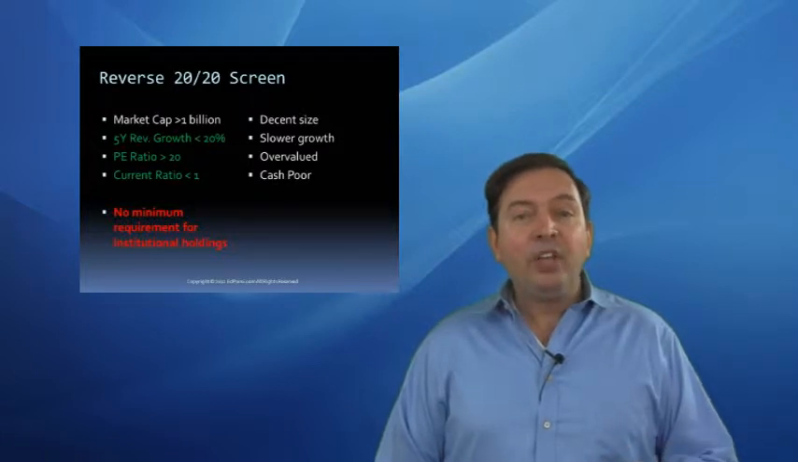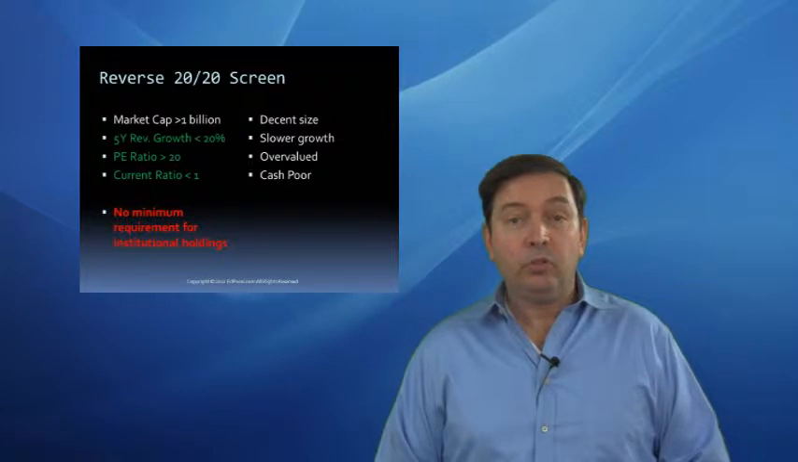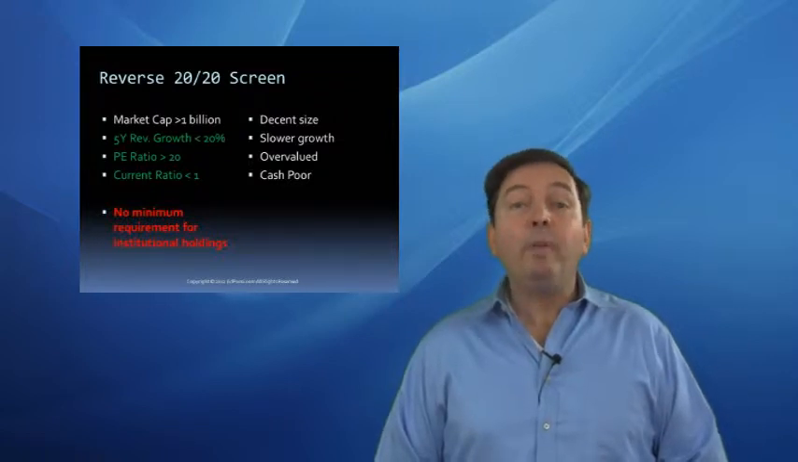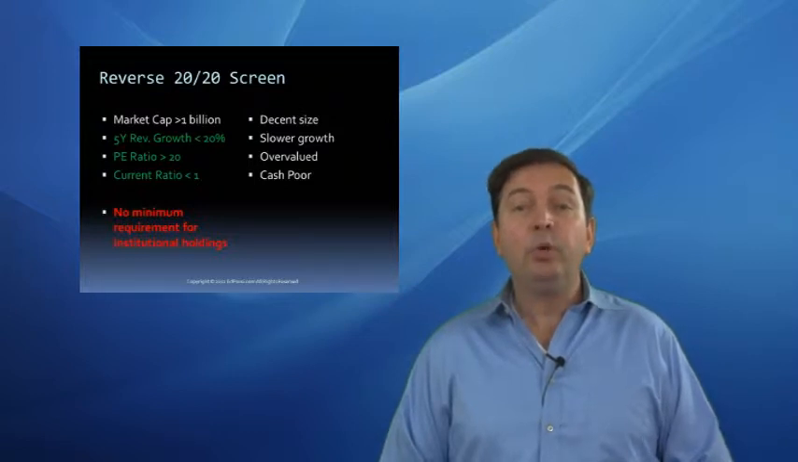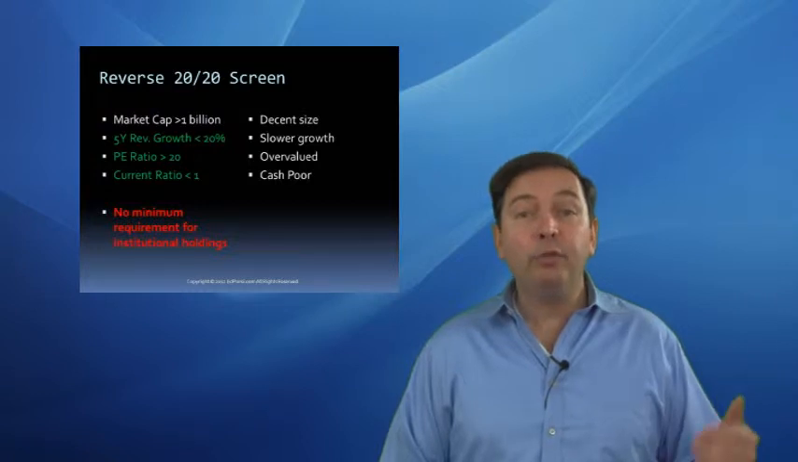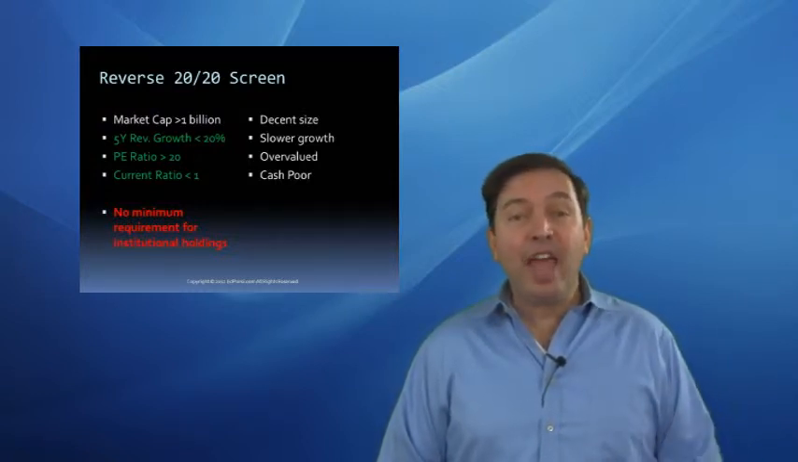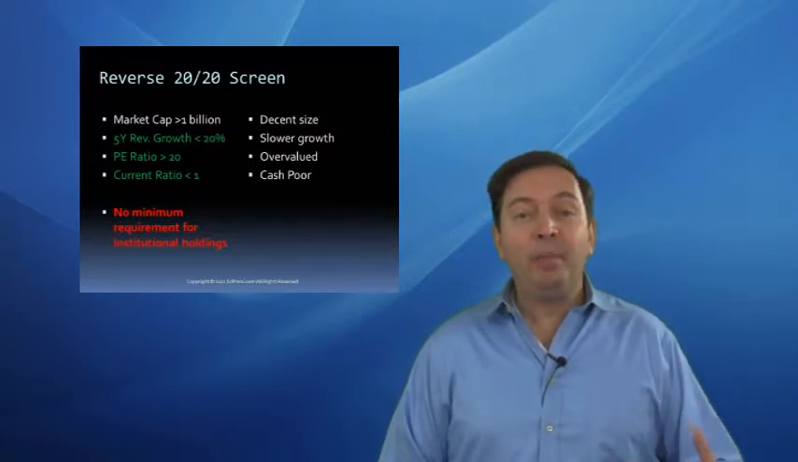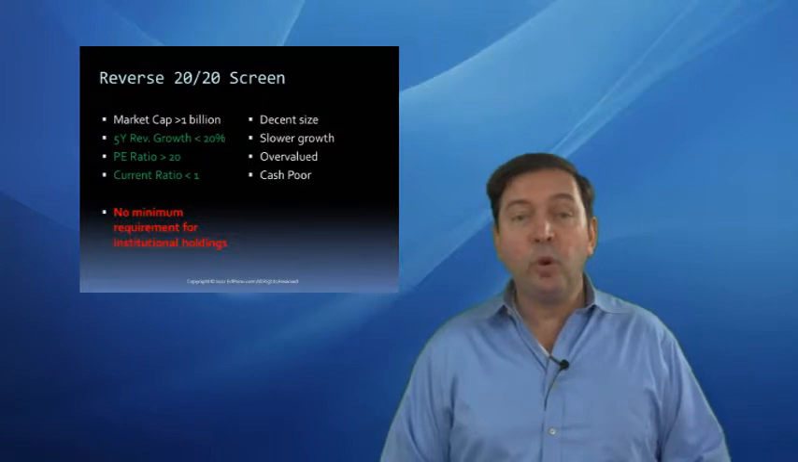But what we want is a 5-year revenue growth rate that is under 20%. We want a PE ratio that is over 20. So we want a decent sized company with slower growth that is overvalued. And we want a current ratio of less than 1. So we want the company to be cash poor or have trouble meeting its debts. There's no minimum requirement for institutional holdings in the reverse 20/20.